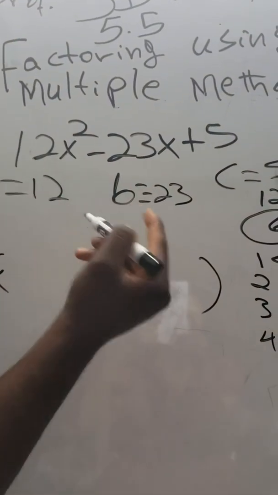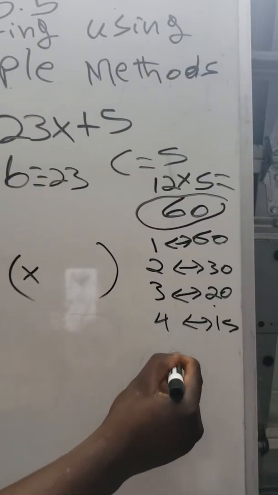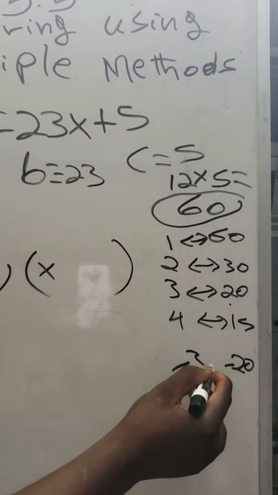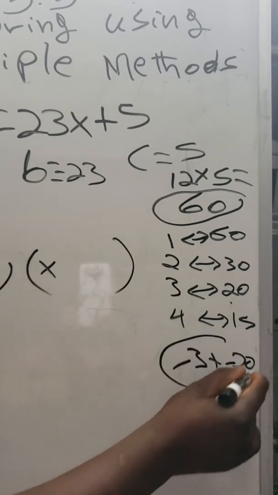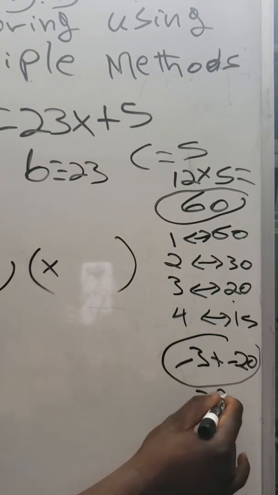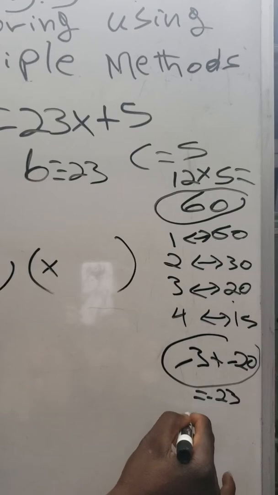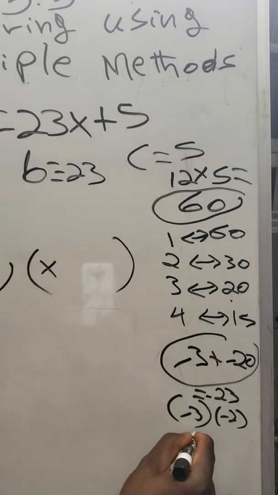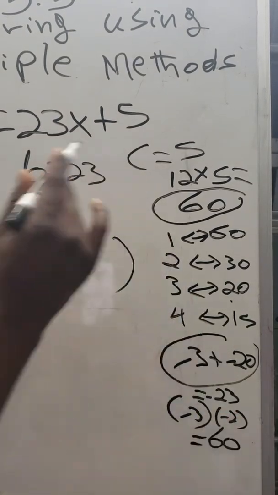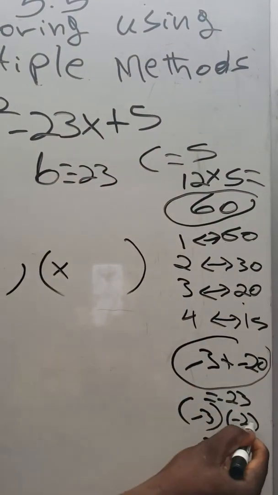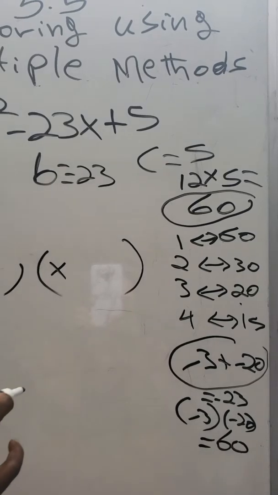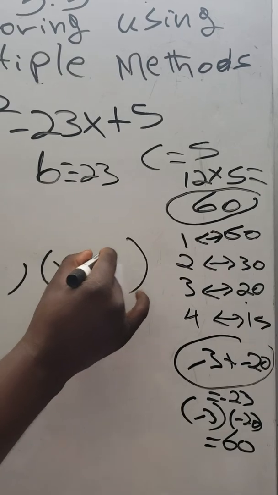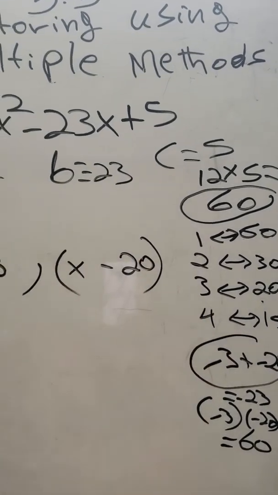Basically, if we combine negative 3 and negative 20, it becomes negative 23. And if we multiply them, negative 3 times negative 20, that becomes a positive 60, which is what we have. So those are the numbers we're looking for. This is a 20, by the way. So these are the numbers that come here, negative 3 and negative 20, because of that reason.